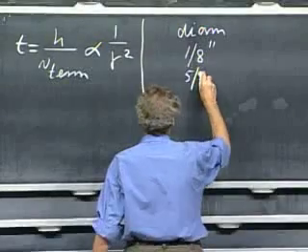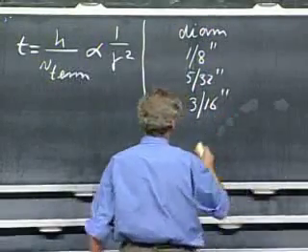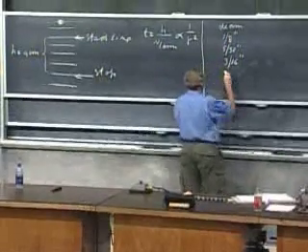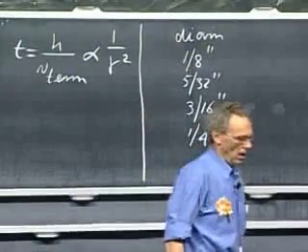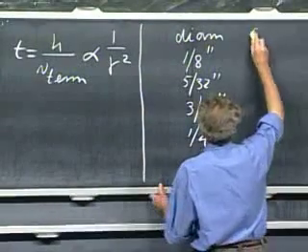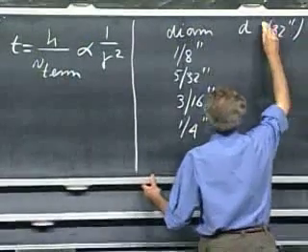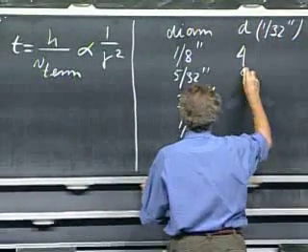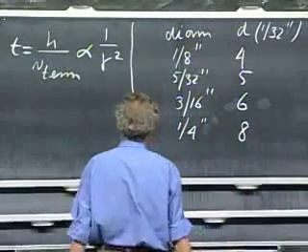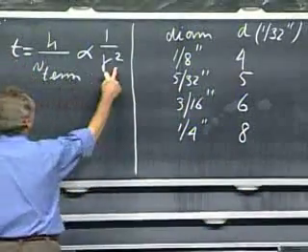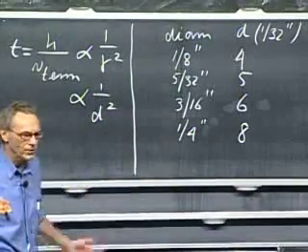Then I have 5/32, I have 3/16. All these things come in inches, that's one of those things, and I have 1/4 inch diameter. If I give you here the diameter in terms of 1/32 of an inch, then this is 4, 5, 6, and 8. Easy numbers. Clearly, if the time that it takes is proportional to 1 over r squared, it will also be proportional to 1 over d squared. Of course, that's the same.